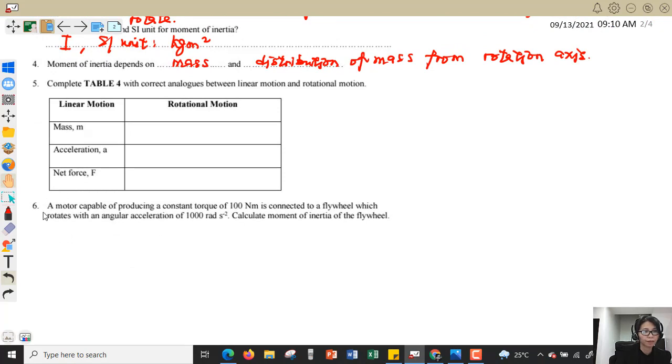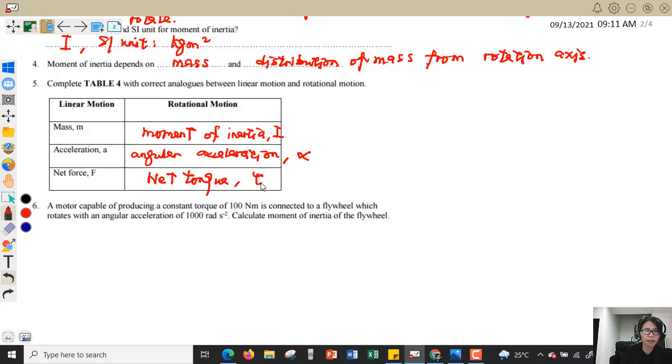Question 5. Complete table 4 with the correct analog between linear motion and rotational motion. In linear motion, normally we consider mass when we're talking about inertia. But in rotational motion, if we would like to know how easy it is for the object to rotate, we consider moment of inertia, I. In linear motion, we have acceleration a, but for rotational motion, we have what we call angular acceleration, represented by the symbol alpha. In linear motion, for an object to have acceleration, we must have net force F. For rotational motion, in order for an object to have angular acceleration alpha, it must have net torque. Torque is the effect responsible for the rotational motion.